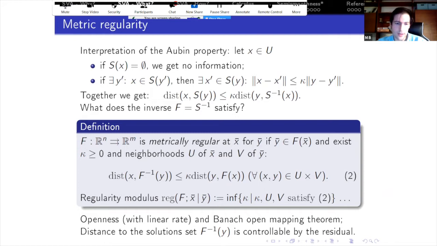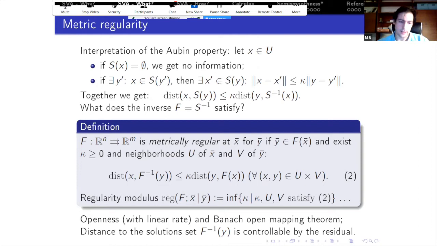And one more closely related notion is openness, or so-called openness with linear rate, and also the famous result, the Banach open mapping theorem, are all related to regularity. So metric regularity is actually, again, equivalent to so-called openness with linear rate. One can understand openness as inverse to continuity. So the Aubin property would be continuity with linear rate, and regularity, the inverse thing, would be somehow openness with linear rate.